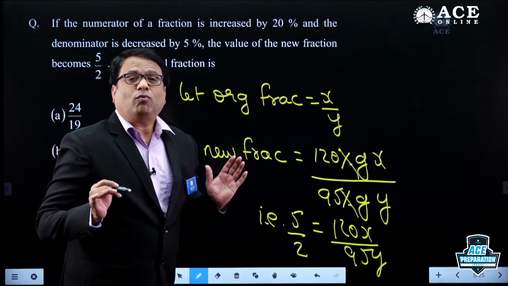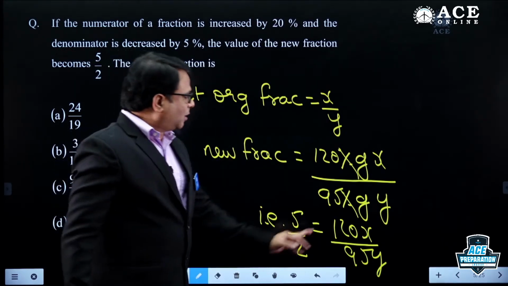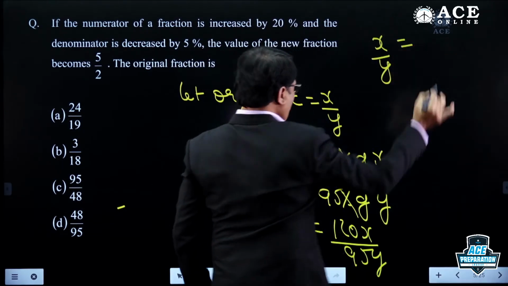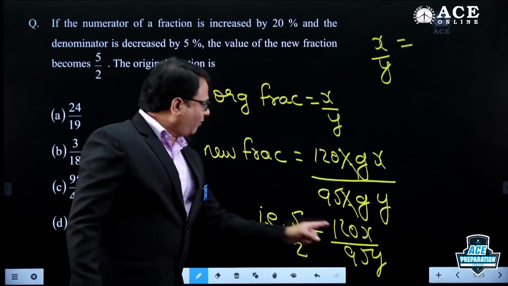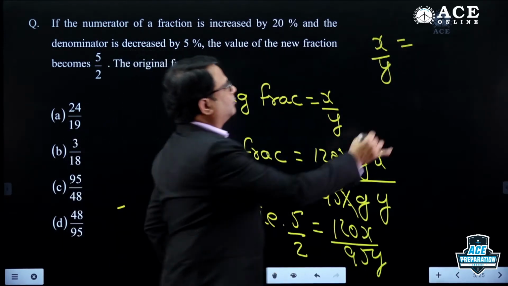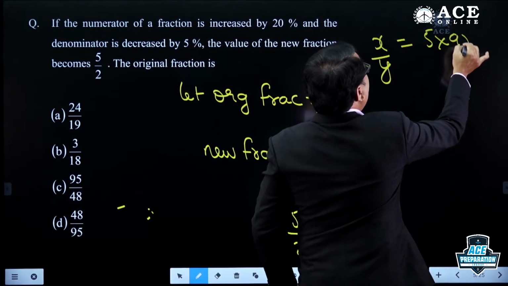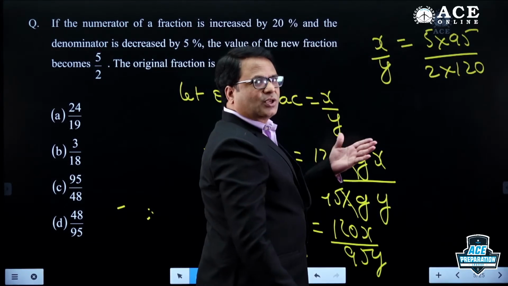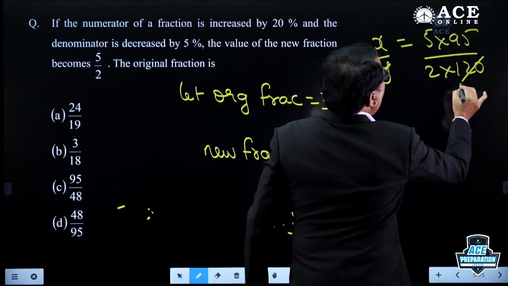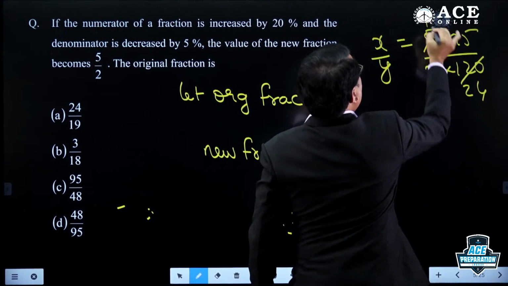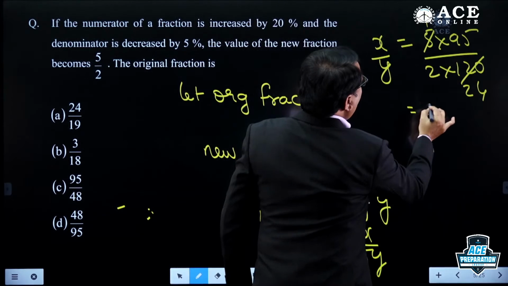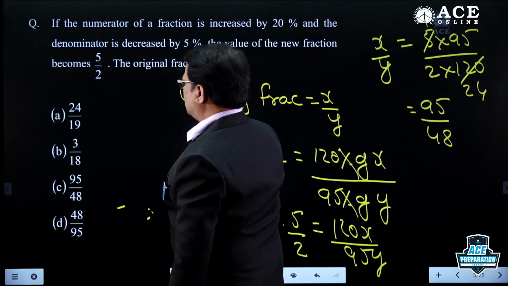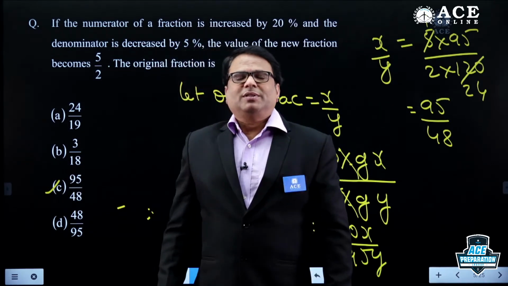And we are asked to find the original fraction. That means we are supposed to write x by y. So x by y equals, by cross multiplication, 5 into 95 by 2 into 120. So this gives you the original fraction. So 5 twos are 10, 24 times 5, 1 times. Okay, so this will become 95 by 48. So x by y is 95 by 48.